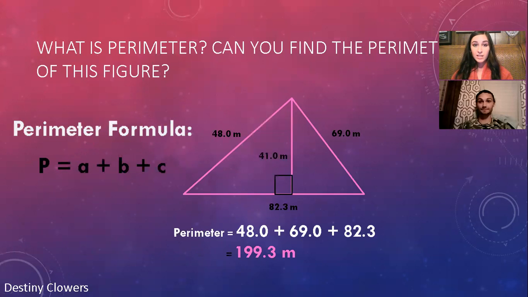199.3 meters. Now, I did want to mention this 41.0 right here. We didn't add that number because that's actually inside of the figure, and we're only looking for the numbers on the outside, which are the 3 that we added. So anytime you're looking for a perimeter, never add the numbers that are on the inside of the figure. Does that make sense?